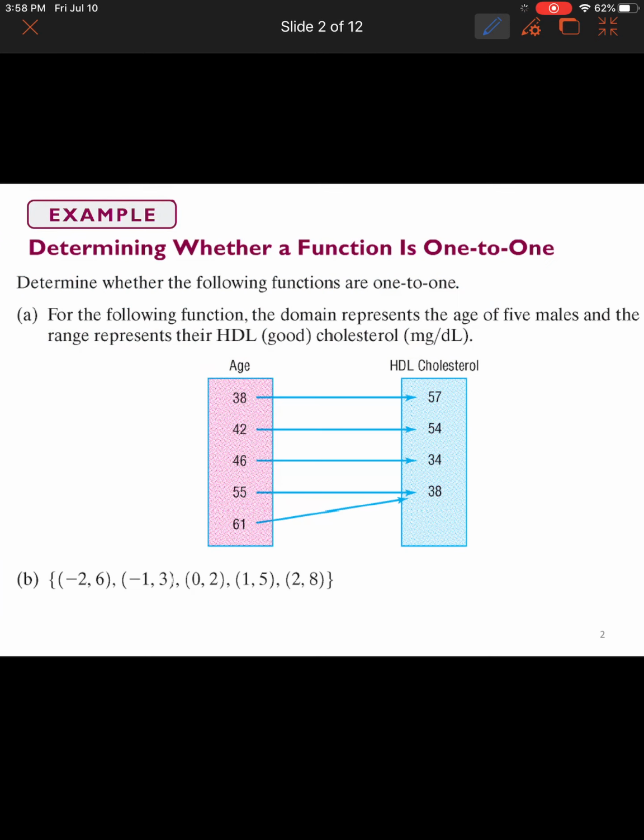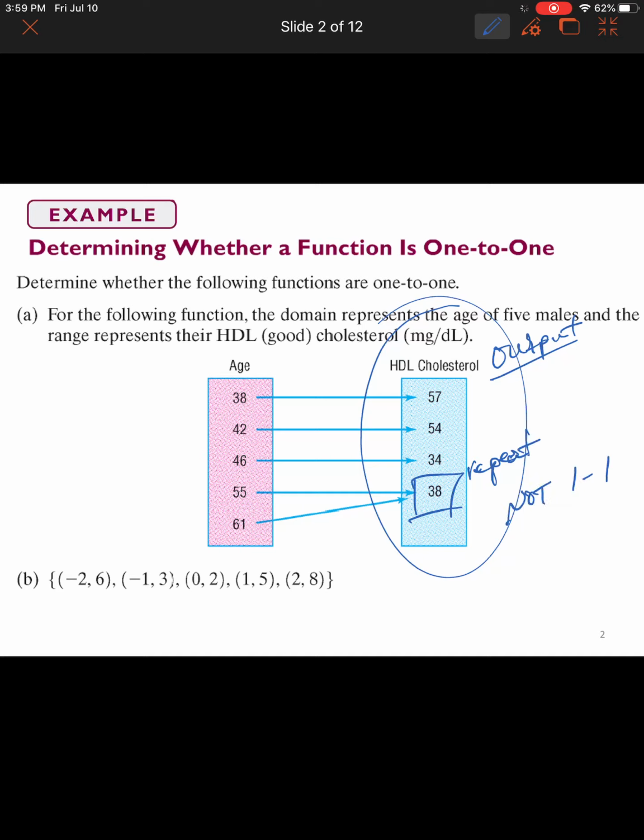All right, so we look at the first set of data. It says determining whether a function is one-to-one. We're focusing only on the output when we're determining one-to-one, because it said it's a function. So we know it's a function, and we need to check to see if these outputs repeat. What's happening right here with this 38? It's happening more than one time because 55 is going to it and 61 is going to it. That's a repeat. Since we have a repeat right there, this is not one-to-one.